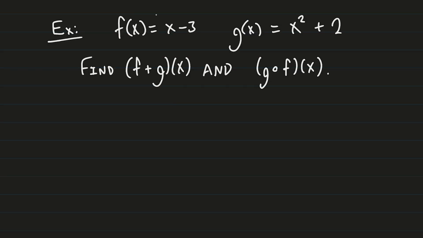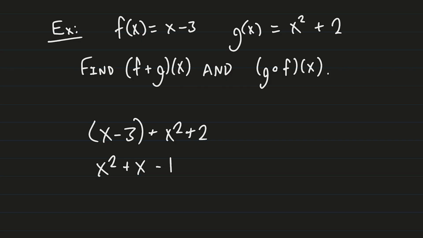Let's look at this example, where f of x equals x minus 3 and g of x equals x squared plus 2. We're asked to find f plus g of x and g of f of x. Let's start with f plus g of x. So we know f of x is x minus 3, and we're adding that to g of x, which is x squared plus 2. We can just simply add our like terms. We get x squared plus x minus 1.